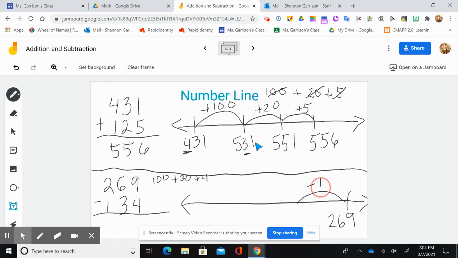So I'm going to subtract 100. I know I'm taking 100 away. So now I have 169. I've used the 100. Now I want to take away 30. I want to use the tens this time. So I have 139. And then I'm going to take away 4. This time I'm focusing on the ones. 135 should be our final answer for that one. So those are a few examples for number line.